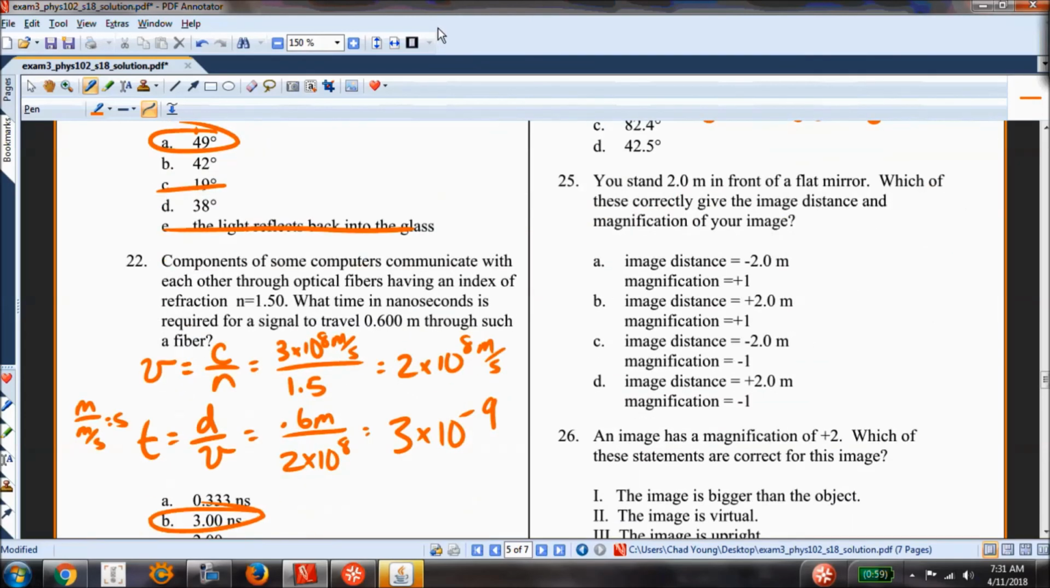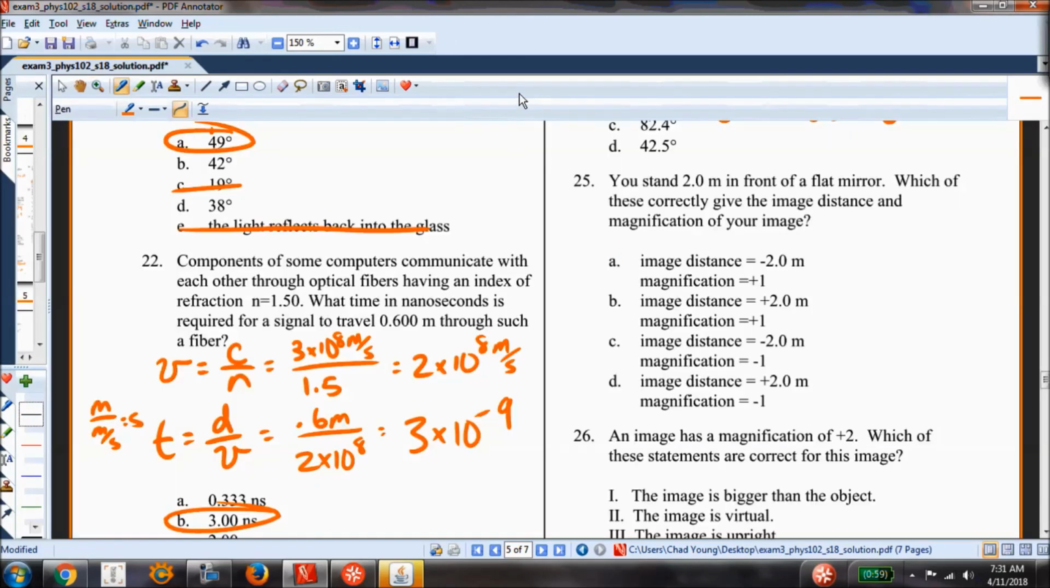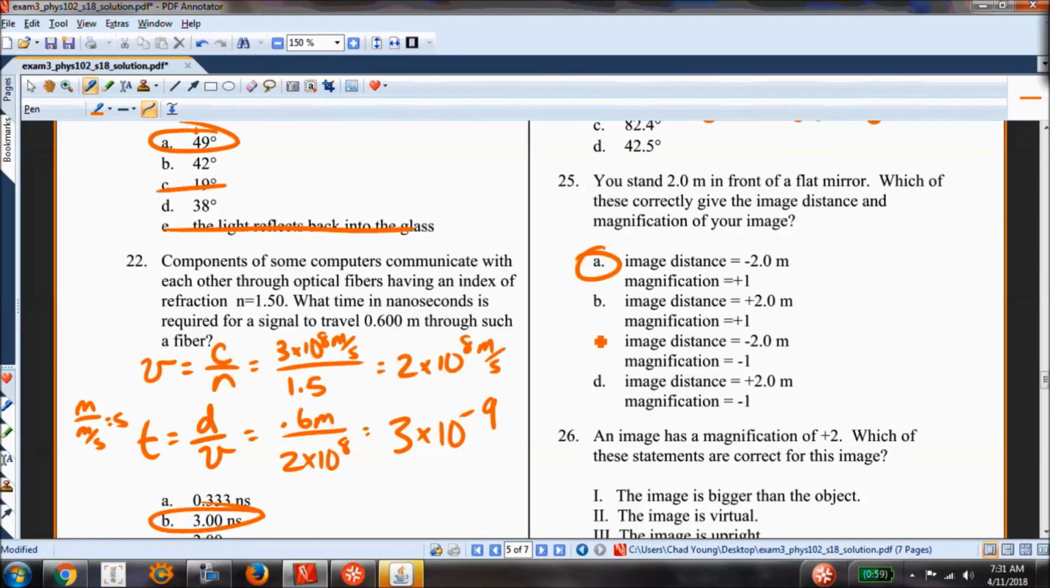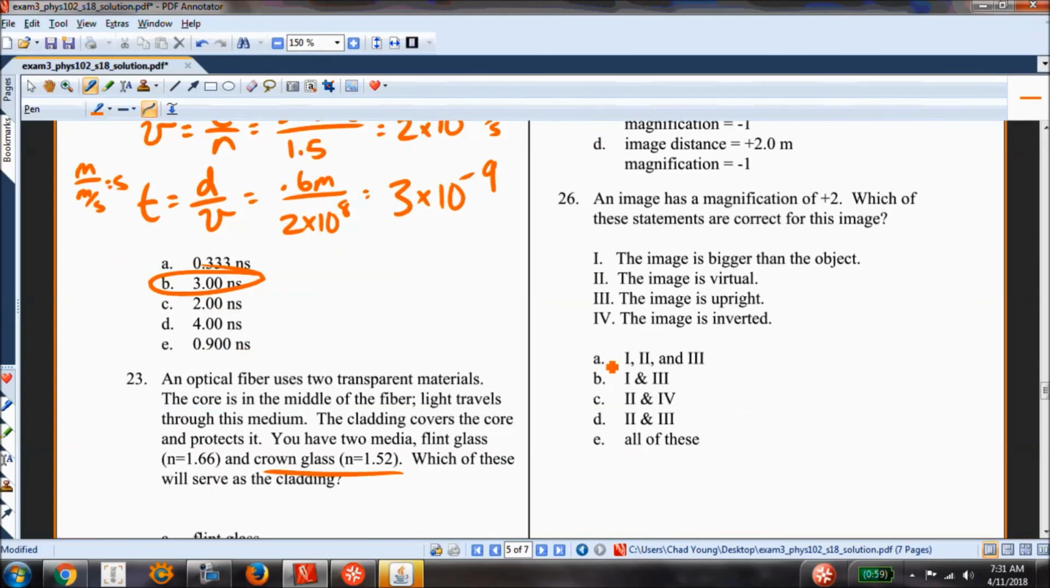You stand 2 meters in front of a flat mirror. Which of these correctly give the image distance and magnification? Oh, A is the right answer here. Your image distance is the negative of your object distance, and your magnification for a flat mirror is always positive 1. An image has a magnification of +2. Which of these statements is correct for this image?